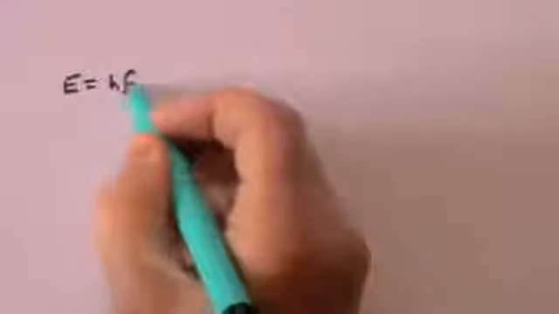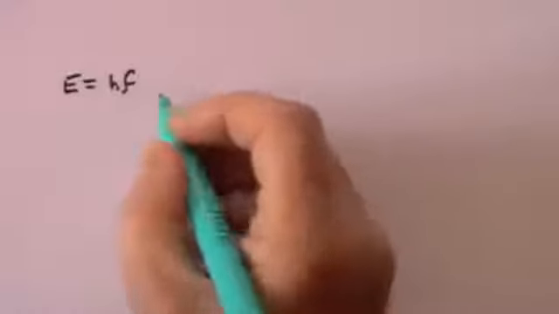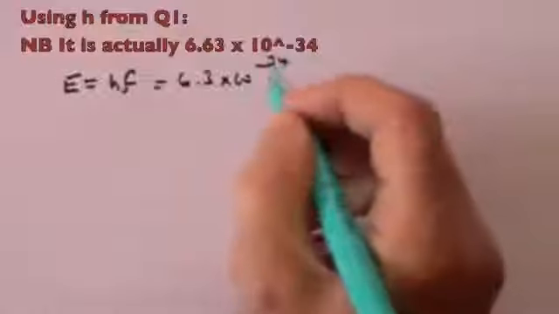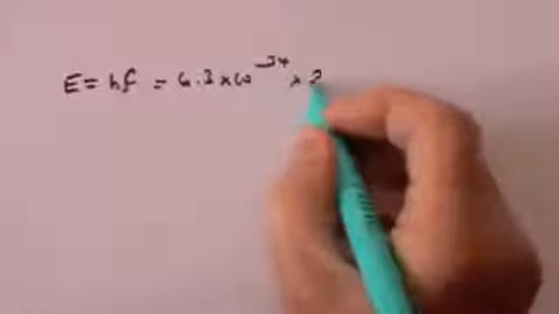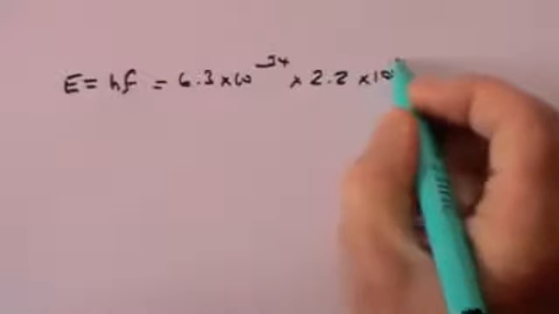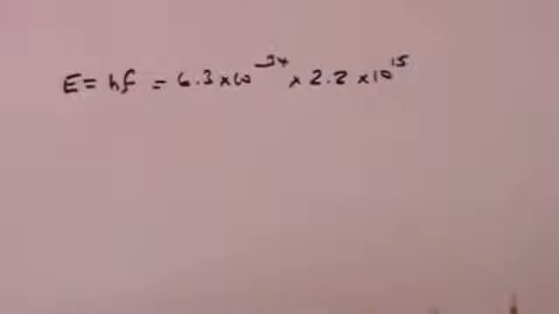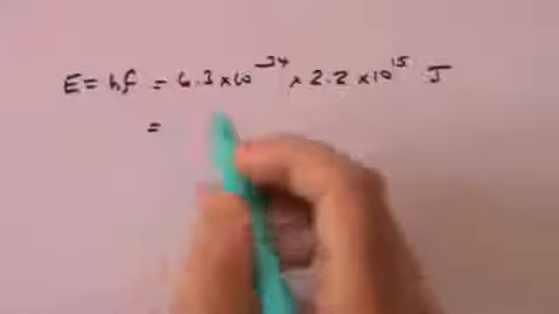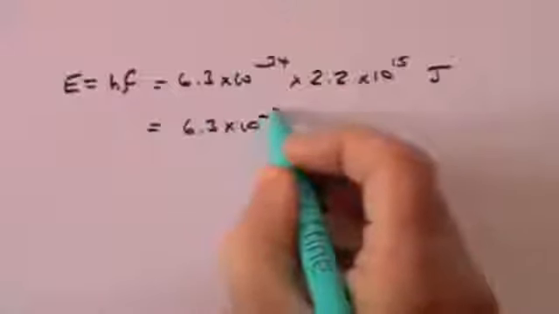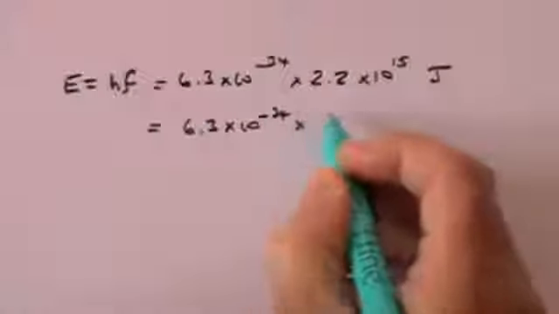Well, to find the energy of the photon, we're just going to use the standard E equals hf. And that's going to be, h is 6.3 times 10 to the minus 34, and the frequency we were given was 2.2 times 10 to the 15 hertz. And that is going to be measured in joules.